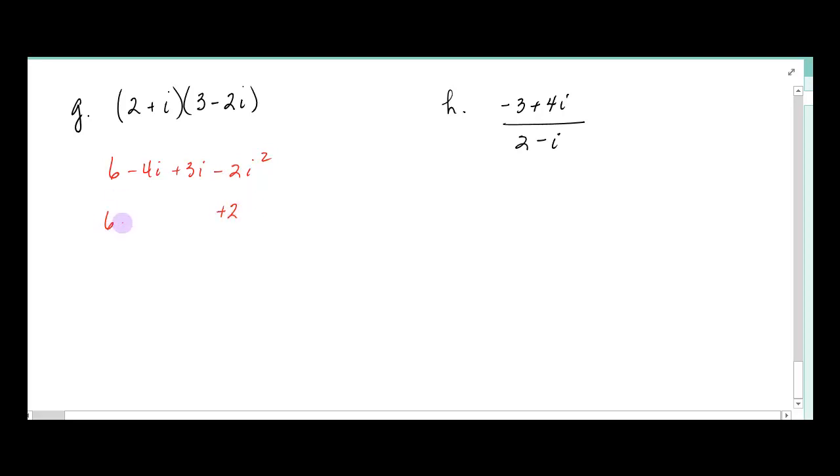So we'll rewrite this just so we can follow along. So 6 minus 4i plus 3i plus 2. So I can combine the 2 and the 6 and I get 8. And negative 4i plus 3i is just negative i. So the answer when I FOIL these would be 8 minus i. So you have to follow along here. i squared is a negative 1 times a negative 2 is a positive 2. And that's how come I combined the first and the last terms there.